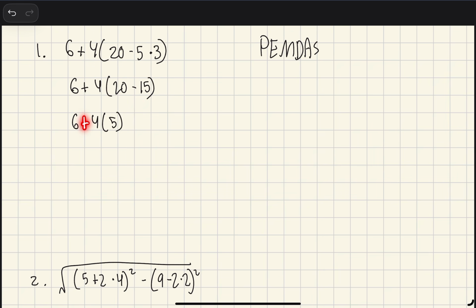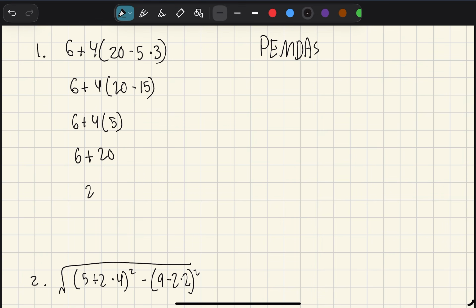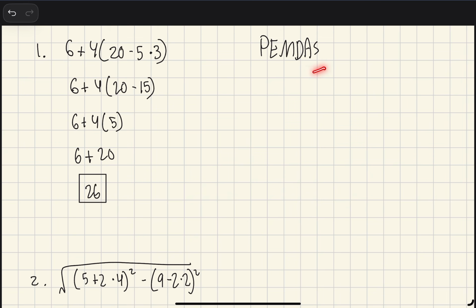Now we have a plus sign and a pair of parentheses. This is not P for parentheses. This is actually multiplication. This is telling us that 4 is being multiplied by 5. So knowing that, we're still under multiplication and division. So we're going to do 4 times 5 first, and then we're going to add to 6. So we're going to do 6 plus 20, because 4 times 5 is 20. And then 6 plus 20 gets us a final answer of 26. So again, we used order of operations. We applied PEMDAS to our rules.